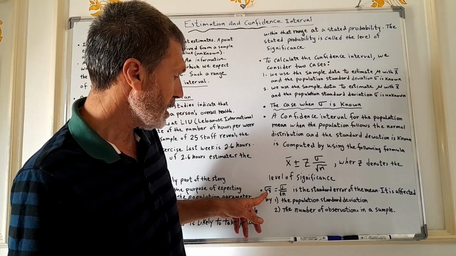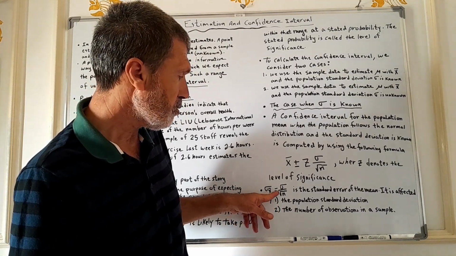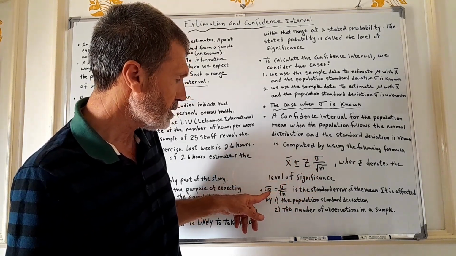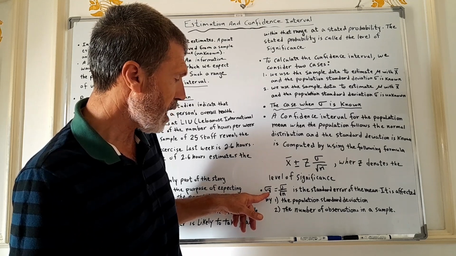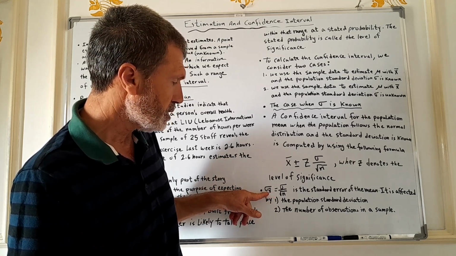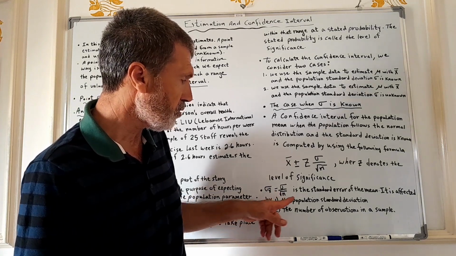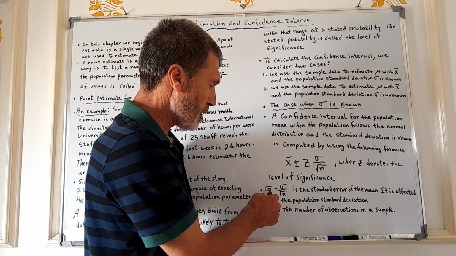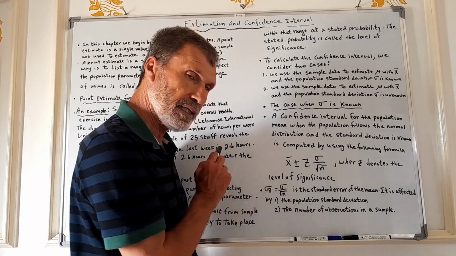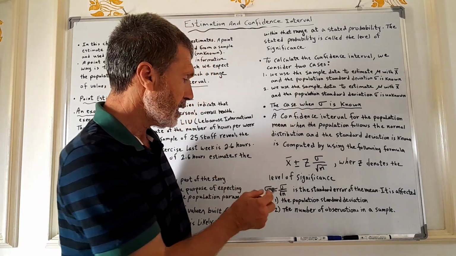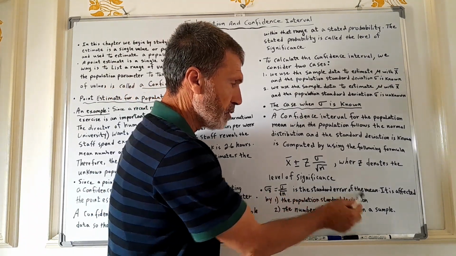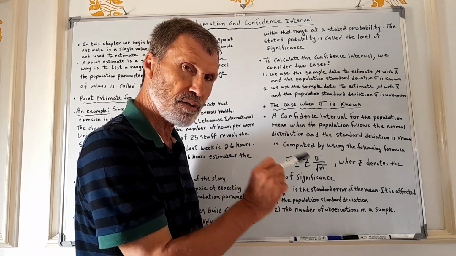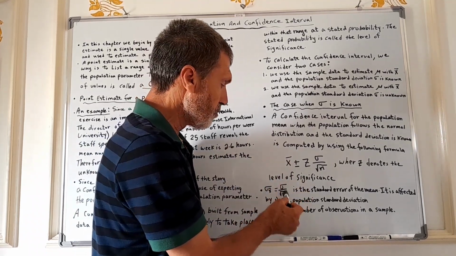Remember that sigma over radical n we're going to denote with sigma x bar. Sigma x bar is the symbol for the standard error of the mean, which is equal to sigma over radical n.